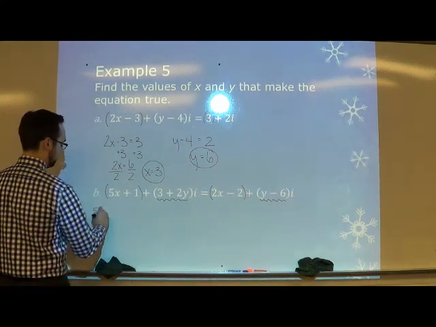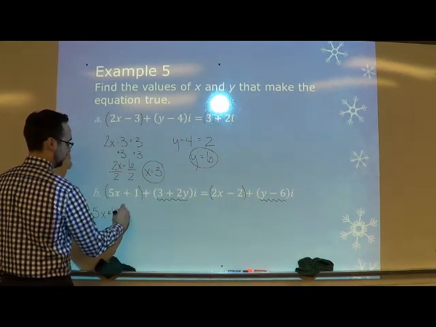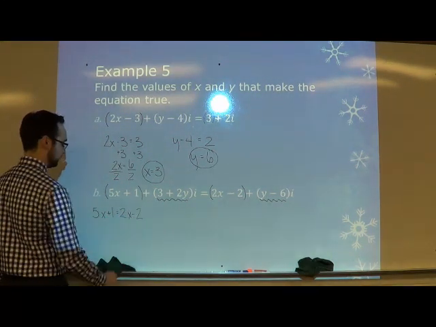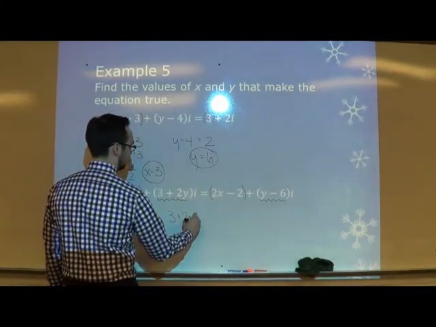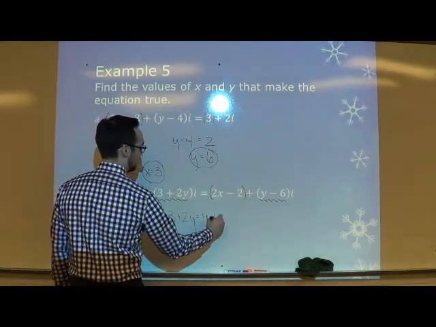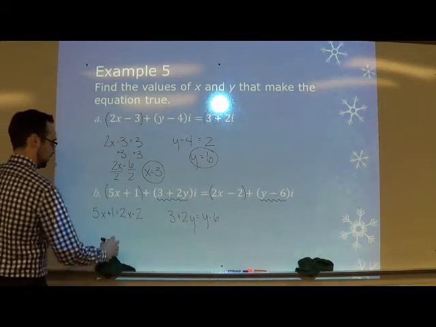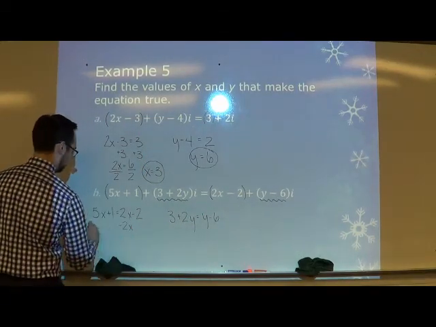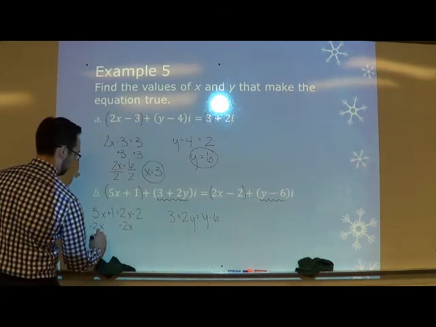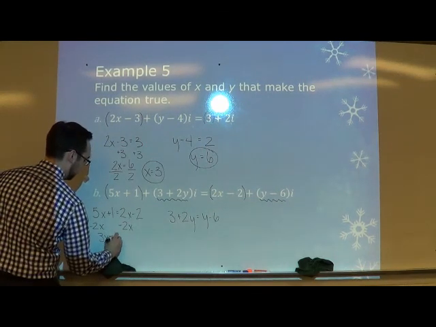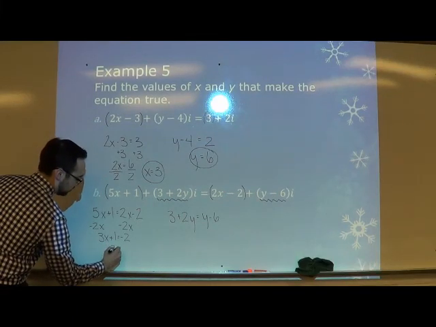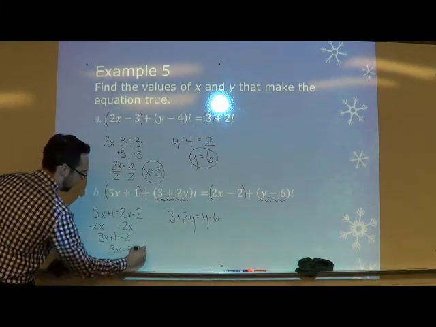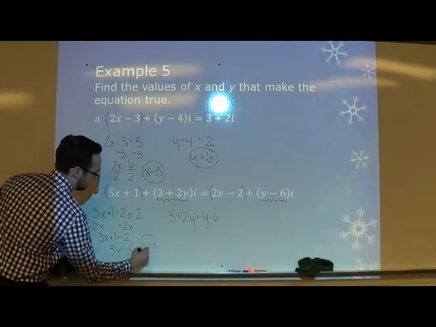So we have 5x plus 1 is equal to 2x minus 2. 3 plus 2y is equal to y minus 6. Subtract 2x from both sides. 3x plus 1 is equal to negative 2. We subtract 1. So we get 3x is equal to negative 3. x is equal to negative 1.